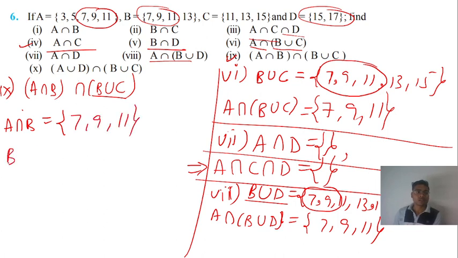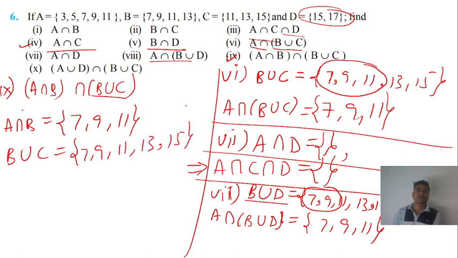And what is B union C? B union C is actually the common elements between B and C. So no, actually all the elements of B and C. So we write 7, 9, 11, 13, 15. So we write B union C.